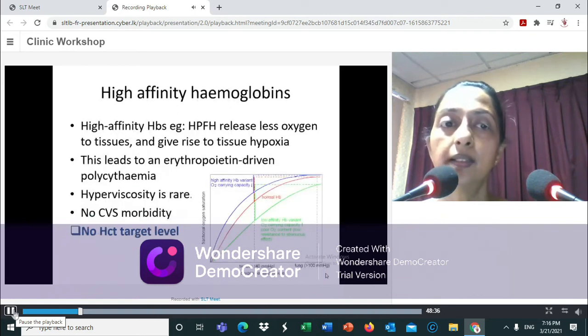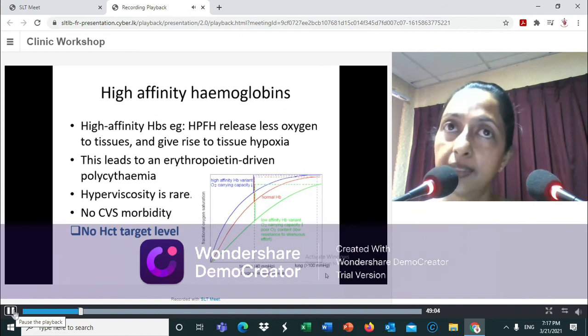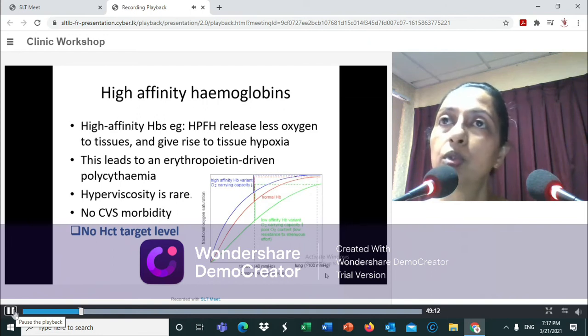Then two fairly uncommon causes. High affinity hemoglobins, which have increased affinity to oxygen. This leads to erythropoietin-driven polycythemia because they don't deliver oxygen to the tissues. They have high affinity. They try to keep the oxygen with them. On the tissue level, there is a relative hypoxia. But in these patients, hyperviscosity is rare as a symptom, even though their hematocrit is high, and there is no known cardiovascular morbidity. Therefore, no hematocrit target level to be maintained.